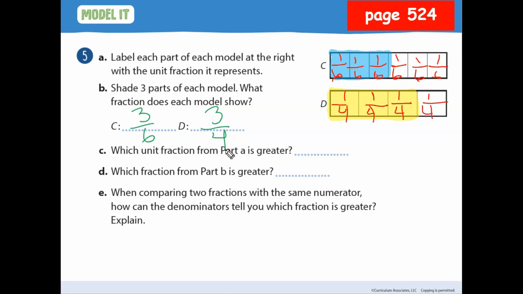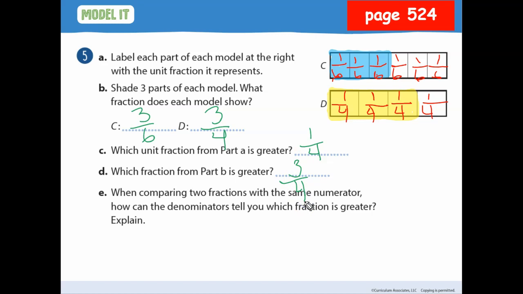Yes, but are they the same? No. Which unit fraction from part A is greater? So is 1/6 greater or 1/4 greater? 1/4 is greater. Which fraction from part B is greater? So is 3/6 greater or 3/4 greater? 3/4. Look right here. See, 3/4 is further out. So 3/4 is greater.